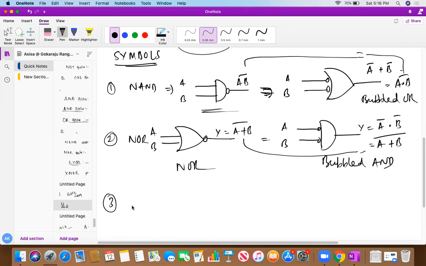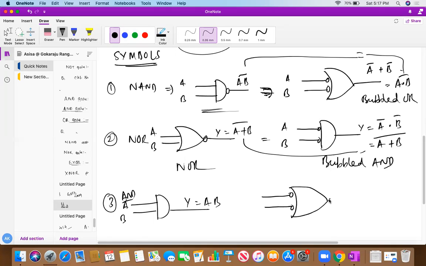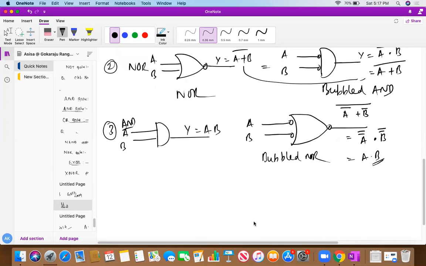The third one, the AND gate. AND gate is very simple, with inputs A, B and Y is AB. This is equal to a bubbled NOR. With A, B, here I expect A bar OR B bar whole bar. If I prove it, A bar's bar and B bar's bar, so this is A and B. Understand, students? So the AND gate is equal to bubbled NOR.